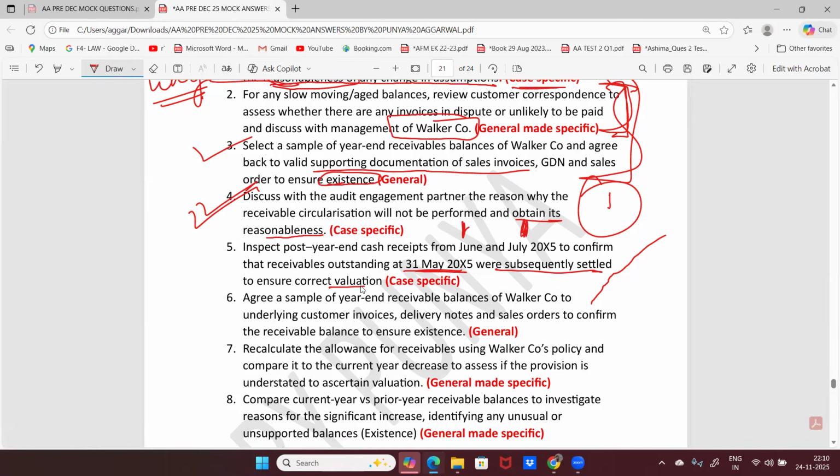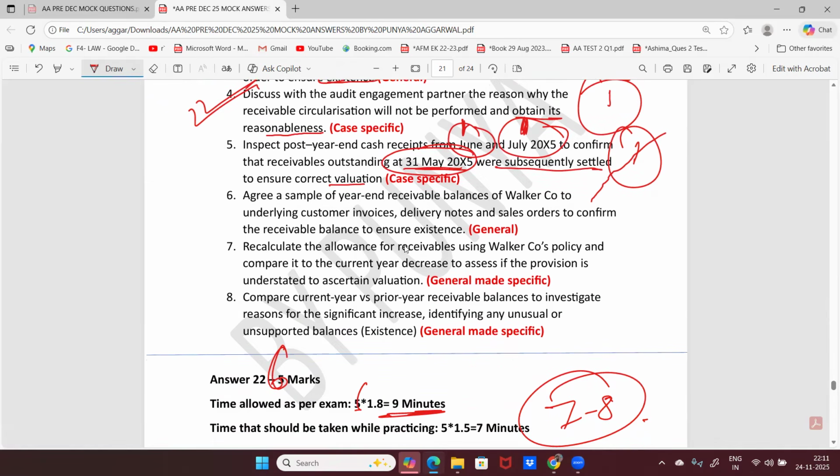There's no bad debts. To check if the valuation of the receivables mentioned in the financial statements is absolutely correct or not. So what I have done over here is I've used these 2 months and this month, the financial year, to make it case specific. 1 mark. Next. Agree. Let's skip this one. Let's move to this one.